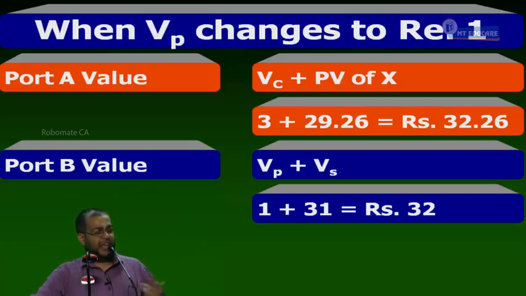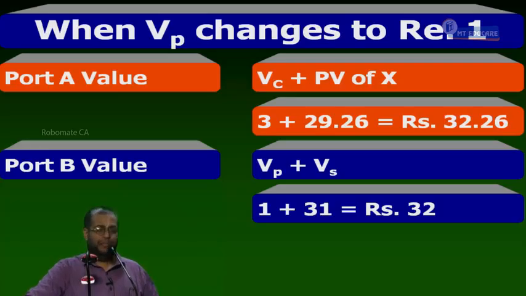Next line. Selling portfolio A means selling call option. In brackets, what is selling option? Writing a call. Selling portfolio A means selling call option, bracket, writing call, bracket close.